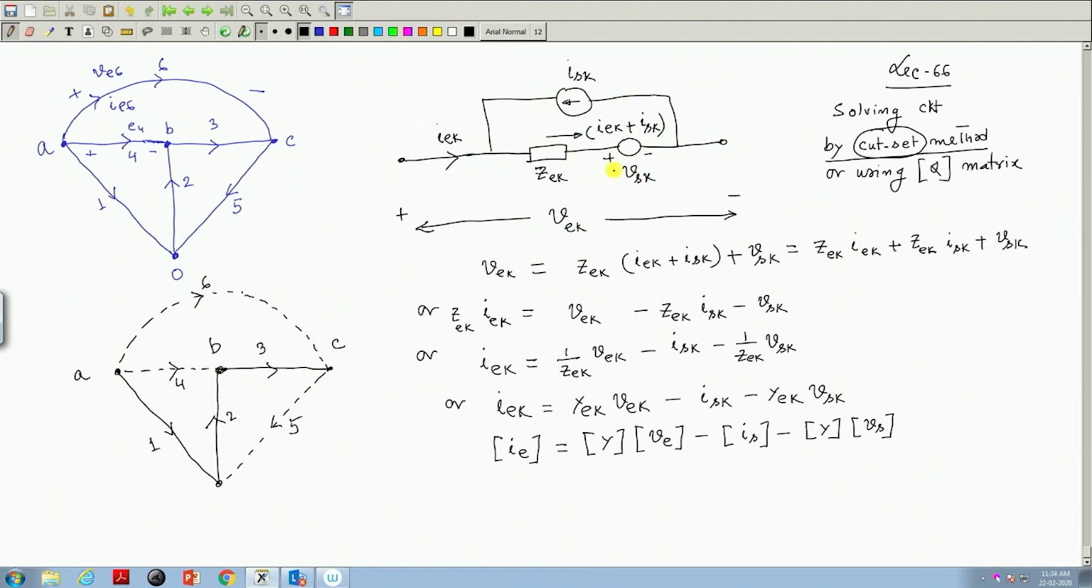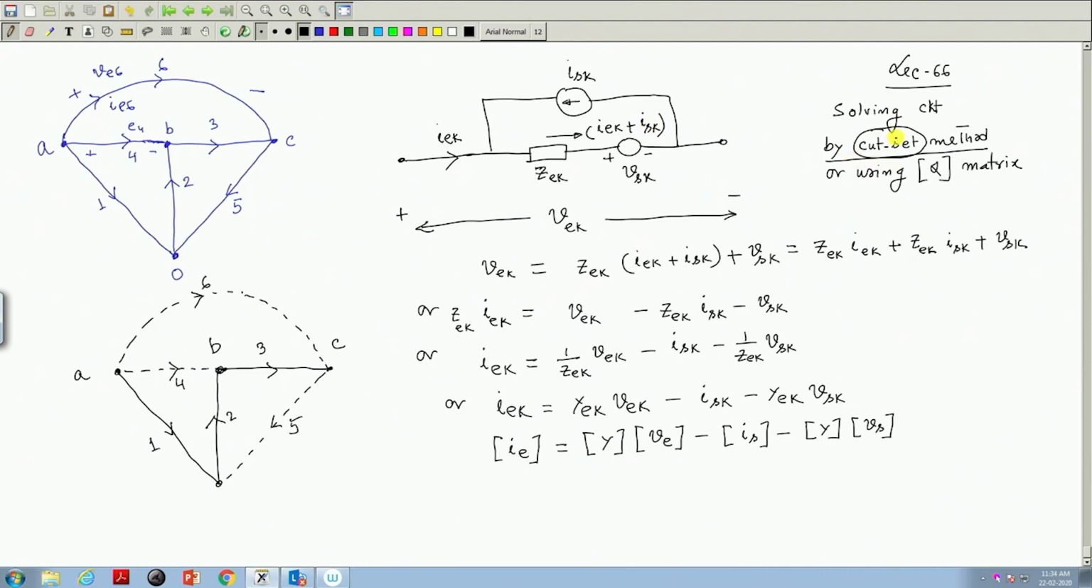In general, all the things will be present in a branch. If no current source is present, open this branch. If there is no voltage source present, Vsk will be 0 and so on. But do not put Isk equal to 0 and short it, that you should not do. Anyway, today we will be discussing using the cut set matrix.